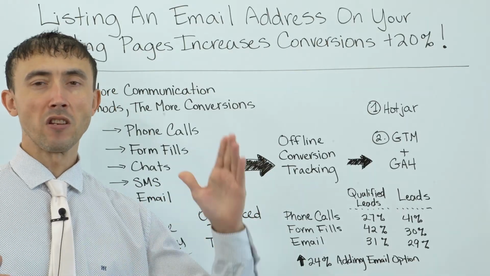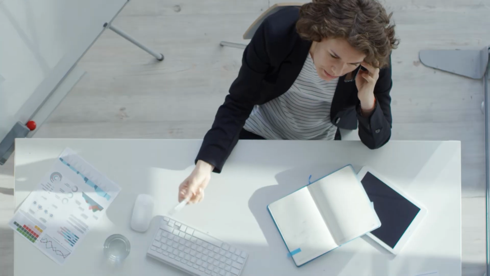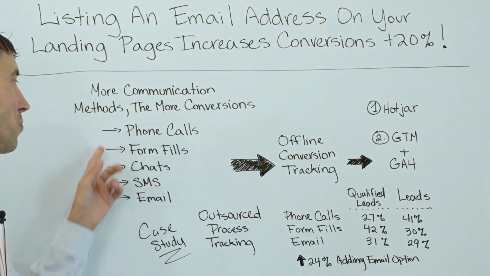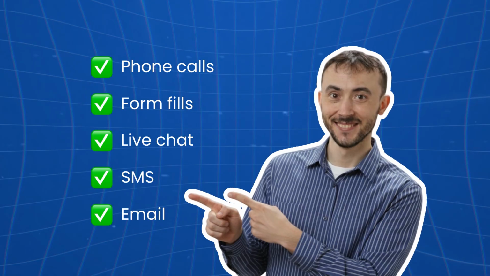In certain industries, you'll get leads mostly through the phone calls that you get. In some industries, you'll get most of the leads through the contact form, assuming you offer both communication methods on your landing page. By default, you should be starting out with all 5 of these if you want to get the most leads possible for your ad money.